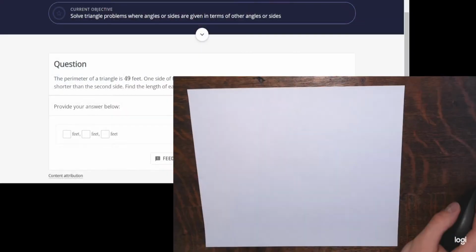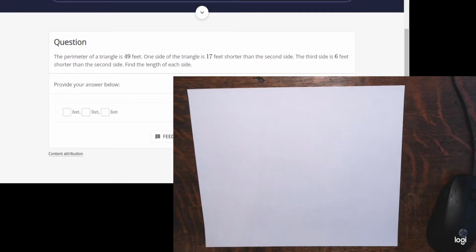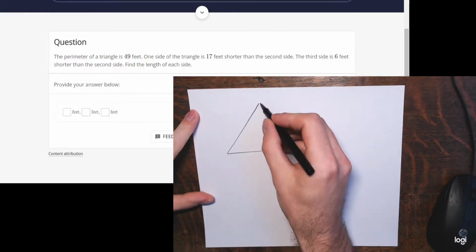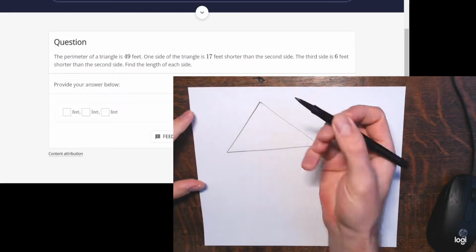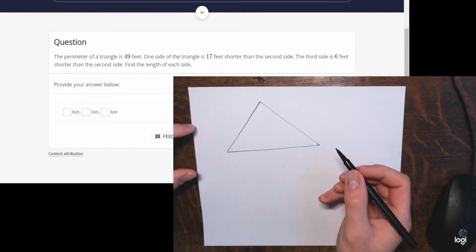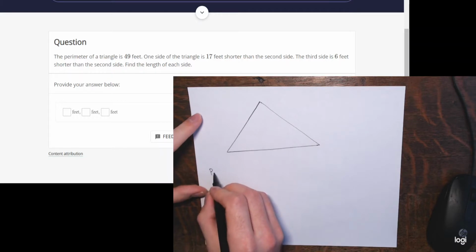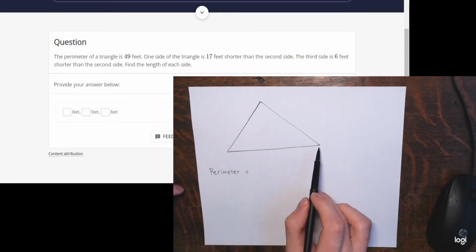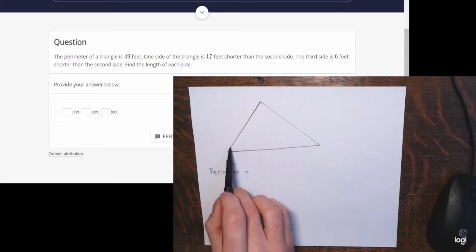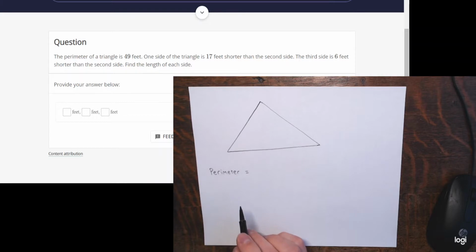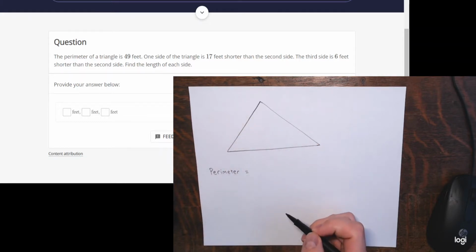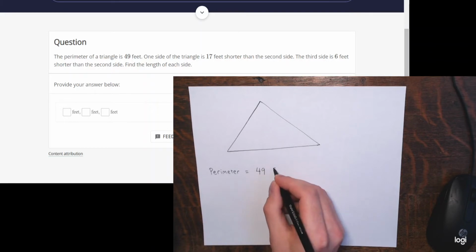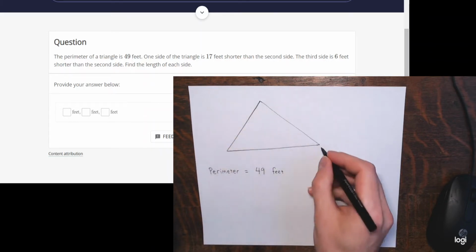I'll do that thing where I leave the problem up so hopefully you can read it. And I'll just draw a triangle, a very generic triangle. It's a 3-sided polygon, a 3-sided figure. And just remember perimeter. The perimeter just means the sum of the lengths of the sides, going around the figure. So it's just the sum of the lengths of all 3 sides. And they told us the perimeter is 49 feet, so it's 49 feet around. If you add up all 3 sides, it should be 49.